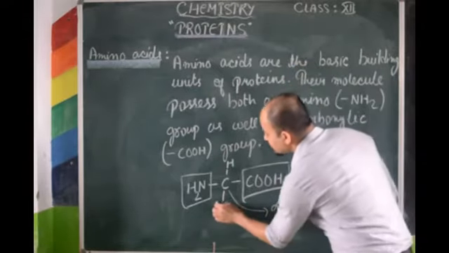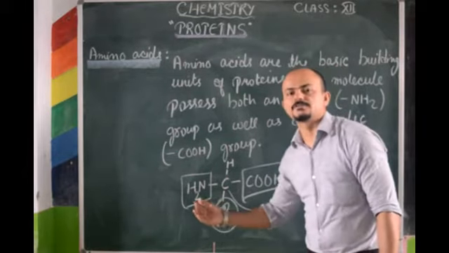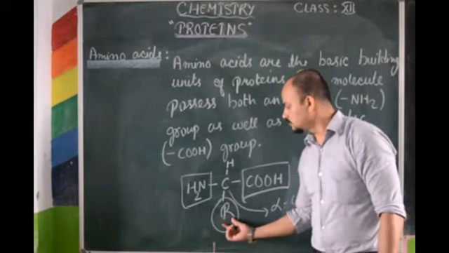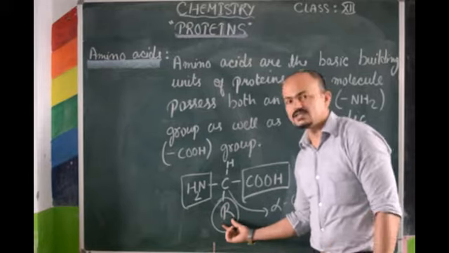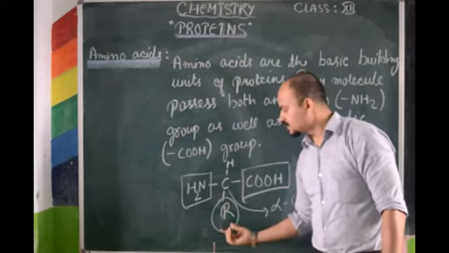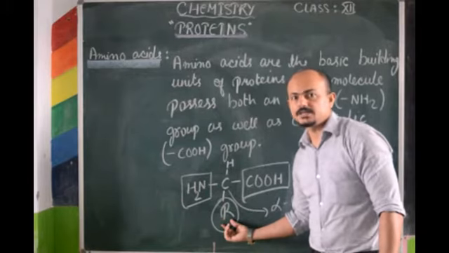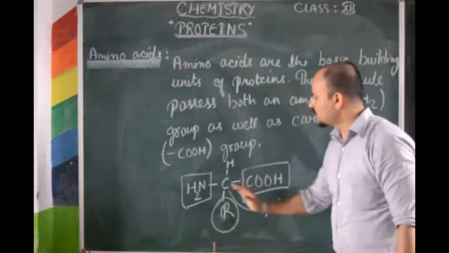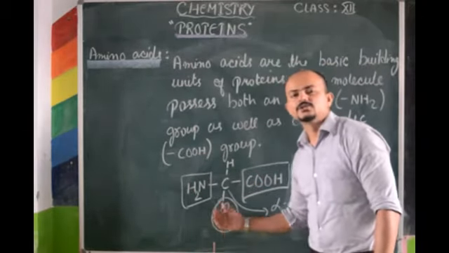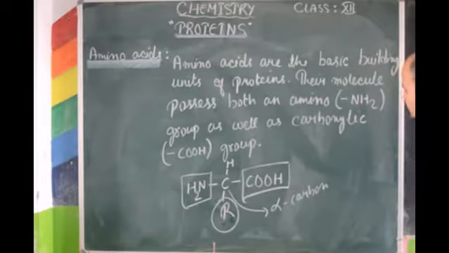Now, based on different R groups, that means whenever you substitute R with different groups, you get different amino acids. Whenever R is hydrogen, that will give you glycine. If you change R to a CH3 group, that is a methyl group, that will give you alanine. So the general formula will be the same. The only thing that changes is this R, and as you change R, you get different amino acids. Let's discuss amino acids in more detail.